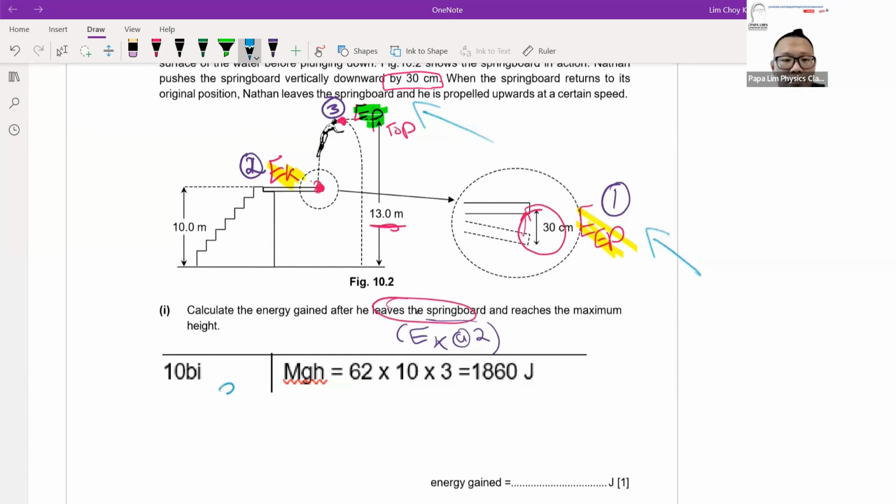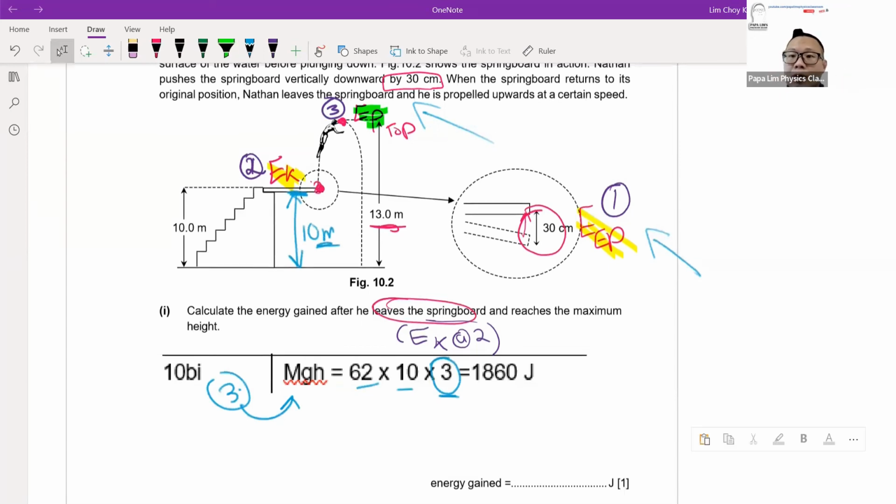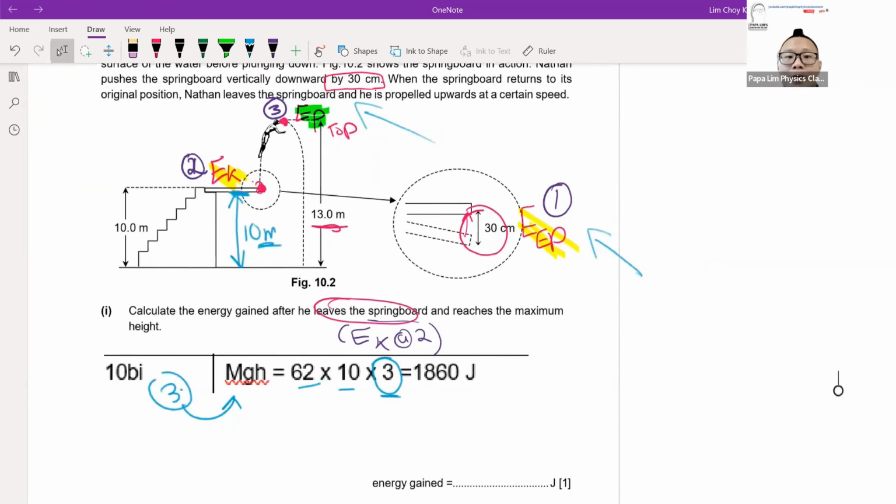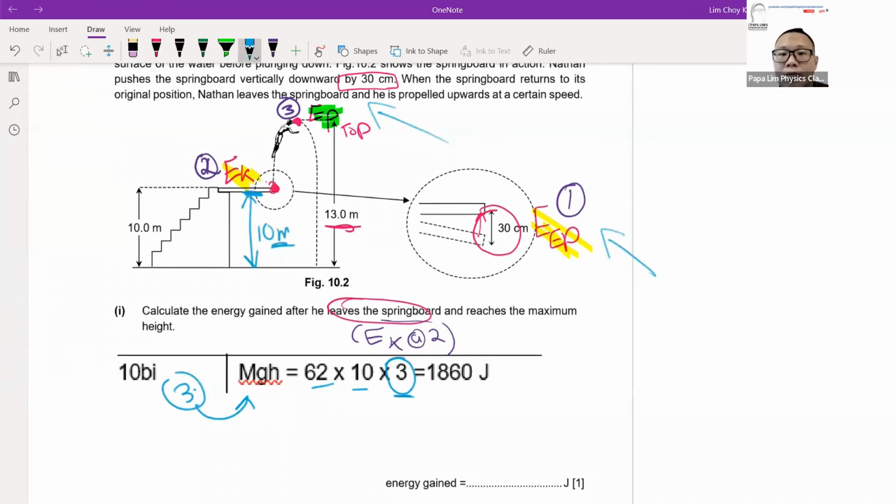So at position 3, I'll have the potential energy, which is 6 times 10 times 3 meters. Remember, why not 13 meters? The 13 meters is actually at the beginning here. At the beginning, this is 10 meters. At that 10 meters, Nathan's potential energy is there because of the location. He just climbed up there. So where does the elastic potential energy come from? It comes from the board. This energy converted to kinetic energy and propelled Nathan up. This energy allows Nathan to be propelled upwards by an additional 3 meters.